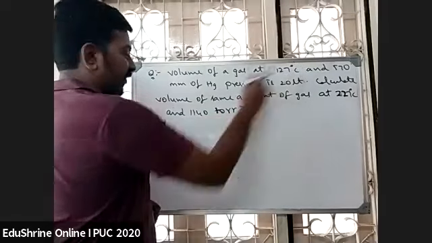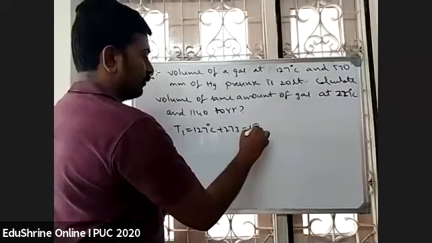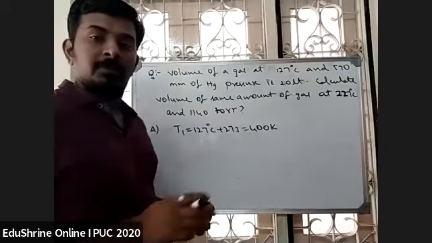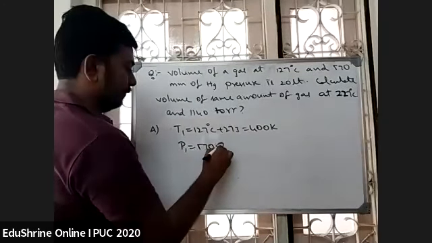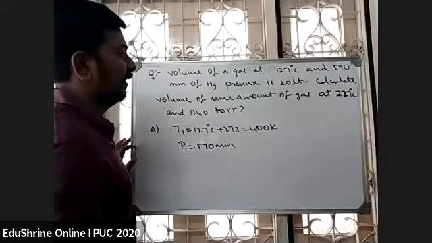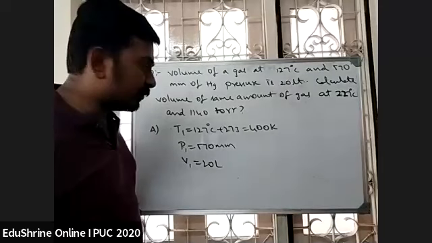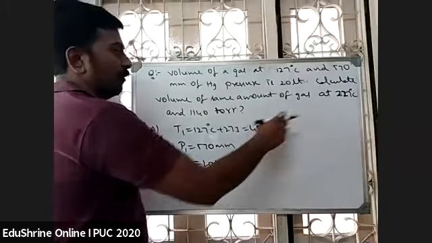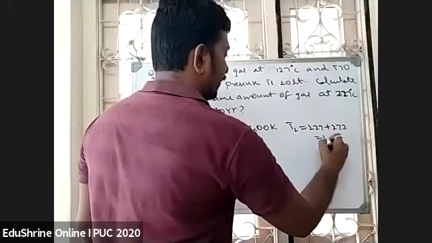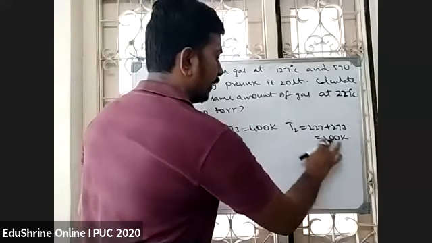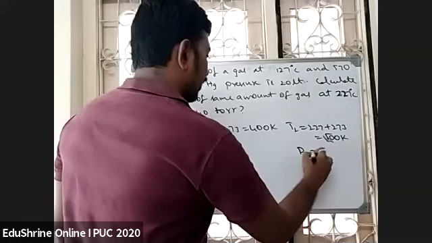See here, the initial temperature is 127 degrees centigrade plus 273, so that is nothing but 400 Kelvin. P1 pressure was 570 mm, and volume V1 is 20 liters. Now we need to calculate the volume when the temperature is 227. 227 plus 273 is 500 Kelvin. P2 is 1140 torr.